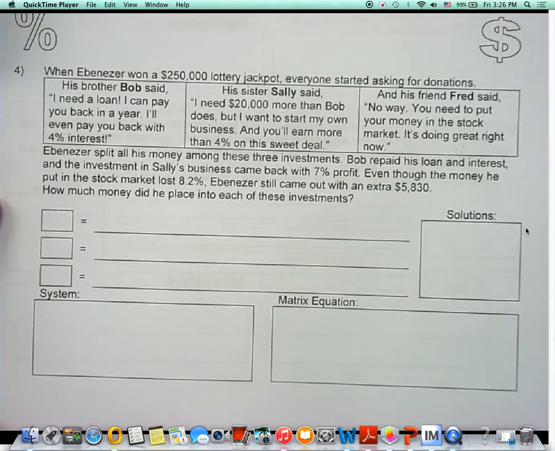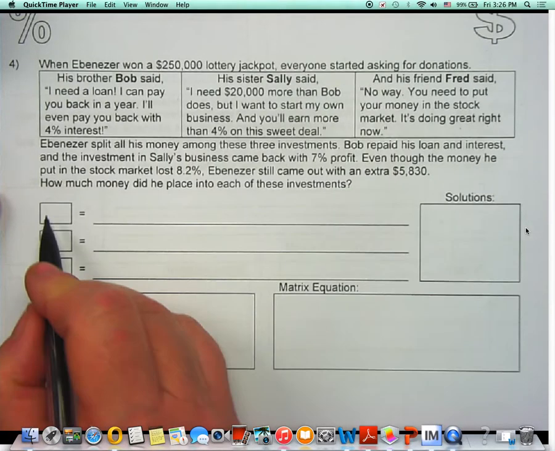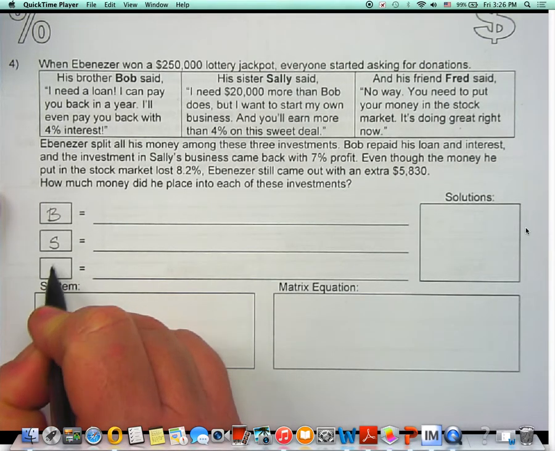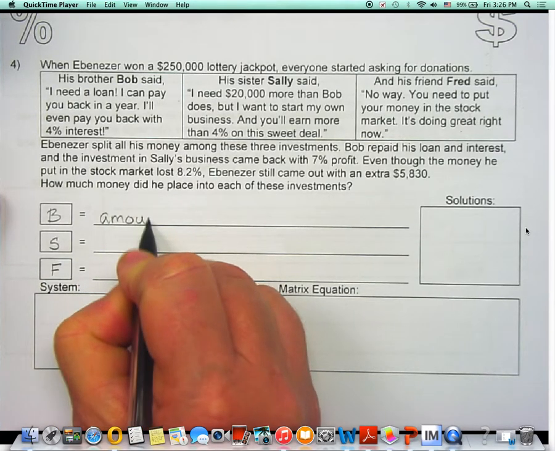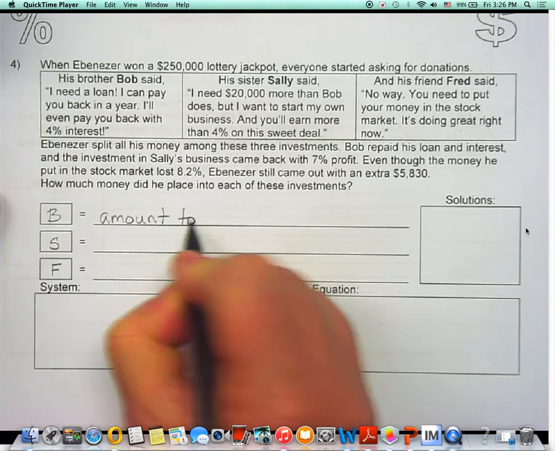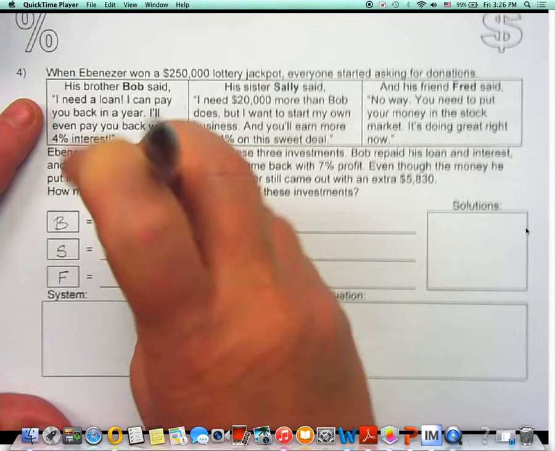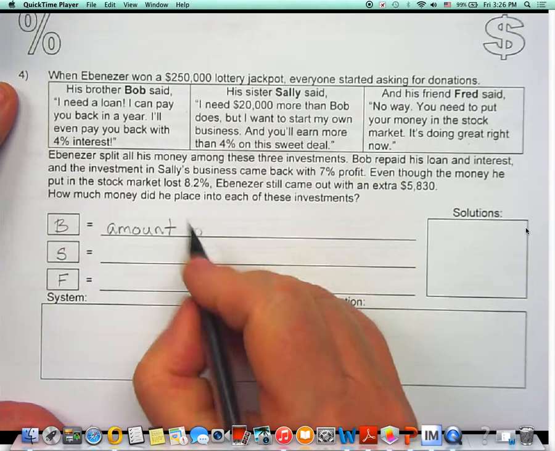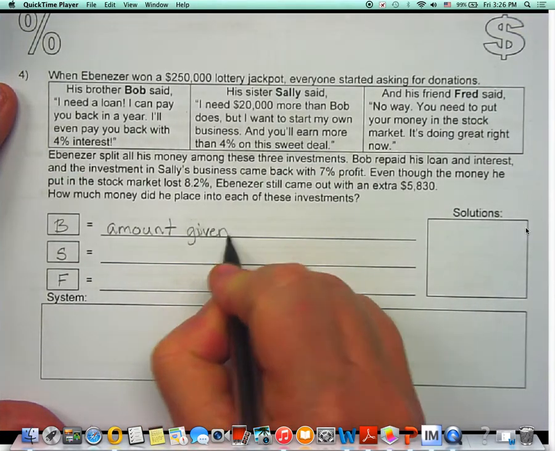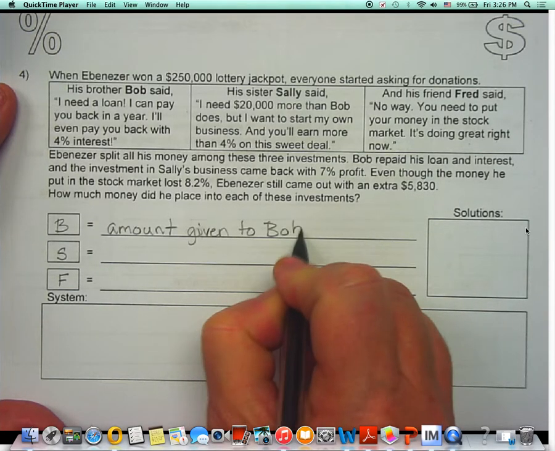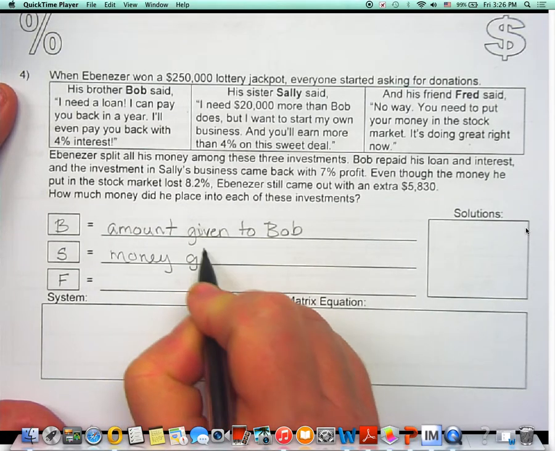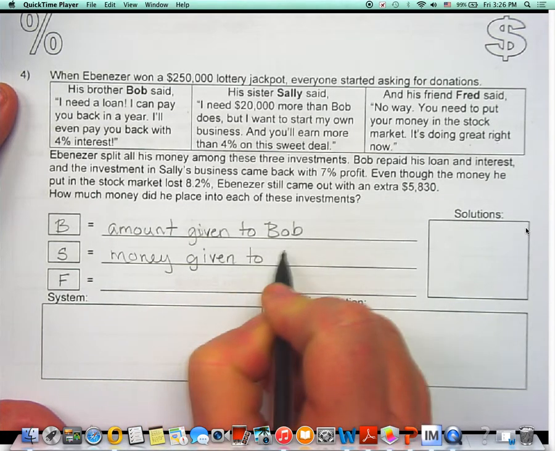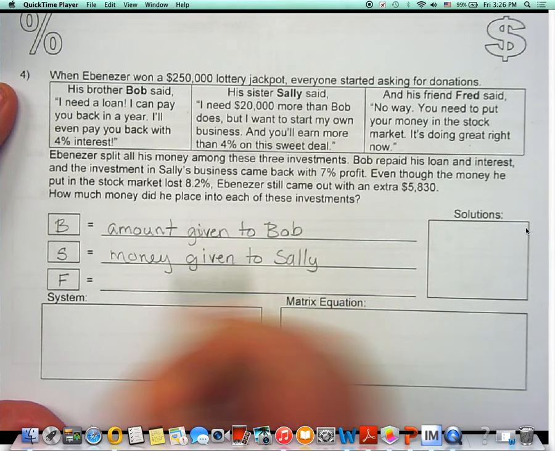So, what do we want? B, S, and F. B, what was the money? So, amount given to Bob is what I'm going to put. Money given to Bob. Money given to Sally. Money given to Fred.